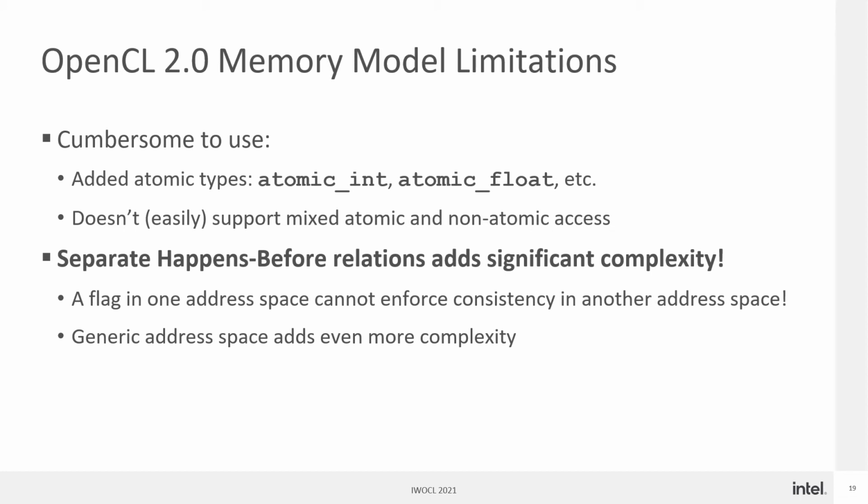More significantly, the OpenCL 2.0 memory model has separate happens before relations for different address spaces. What this means is that a flag in one address space, like the global address space, cannot enforce consistency in another address space. Compounding this problem, OpenCL 2.0 also added a generic address space, so you didn't even necessarily know through code inspection which address space a flag was pointing to and which address space the memory operations around a flag were pointing to.